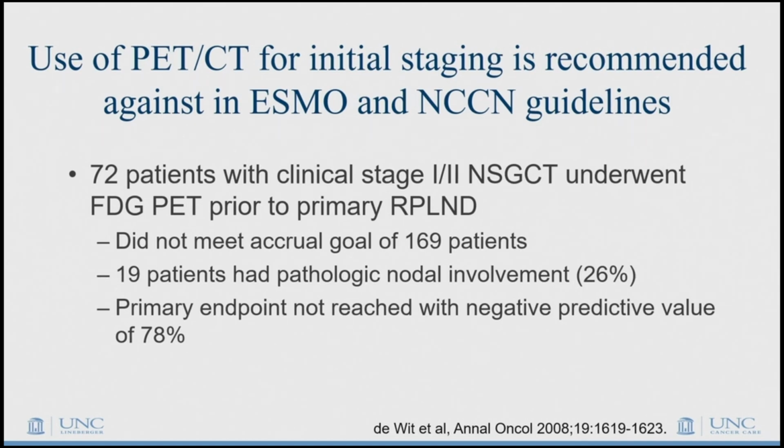They actually stopped the study early because of poor accrual, with a lot of surveillance of stage 1 patients evolving during this time. And 19 patients out of the 72 that accrued actually had pathologic nodal involvement. But they initially had their primary endpoint of negative predictive value and positive predictive value of greater than 90%, which they did not reach, so it was a negative study.